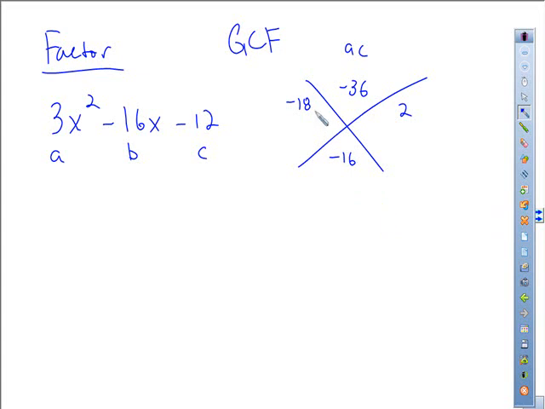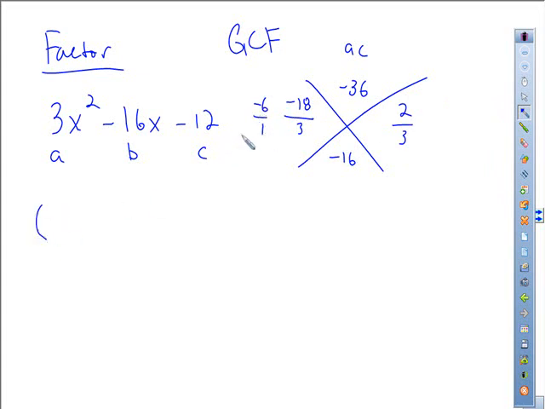Let's double check. Do these multiply to give us negative 36? Yes, it does. Does it combine to give you a negative 16? Yep, it does. Now, what's our A value? Our A value is 3, so we're going to divide these numbers by 3. Reduce to fractions if you can. All right, this one can't be reduced, but this one can. This reduces to negative 6 over 1.